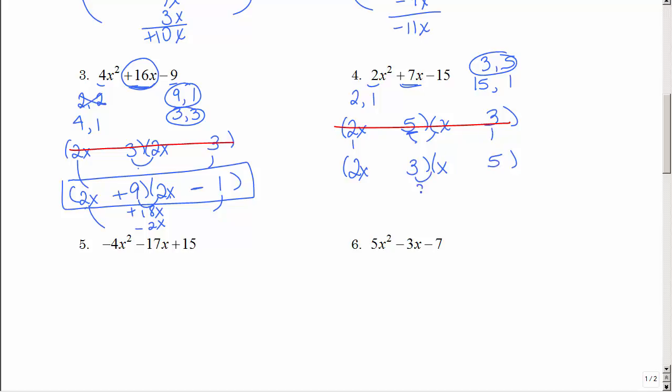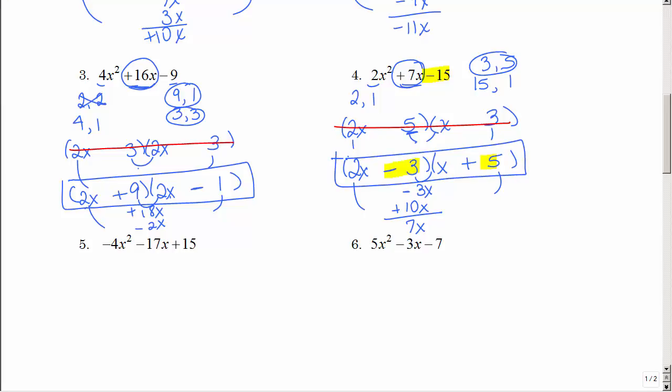Does that work? That's 3x. That's 10x. I need a positive 7. So if the 10 is positive and the 3 is negative, that would be positive 7x. So that means that needs to be minus, that needs to be plus. Again, check your signs. If I multiply those together, do I get negative 15? Yes, I do. So it really does help if you know your multiplication facts and can add and subtract negatives fairly quickly.